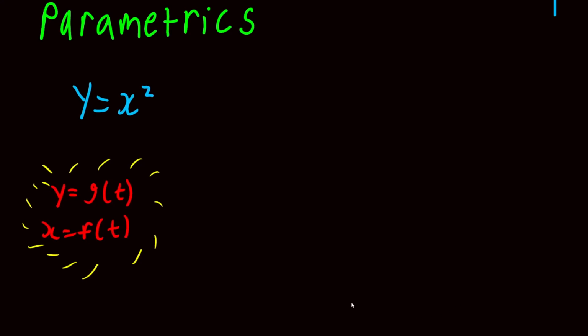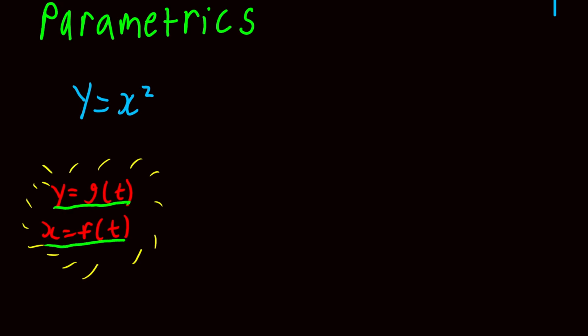Alright, so let's talk about parametrics. Most of the time, we're used to seeing equations like y equals x squared, right? It's one equation and it's one relationship. But in parametrics, we split things into two, right? So y equals g of t and x equals f of t.